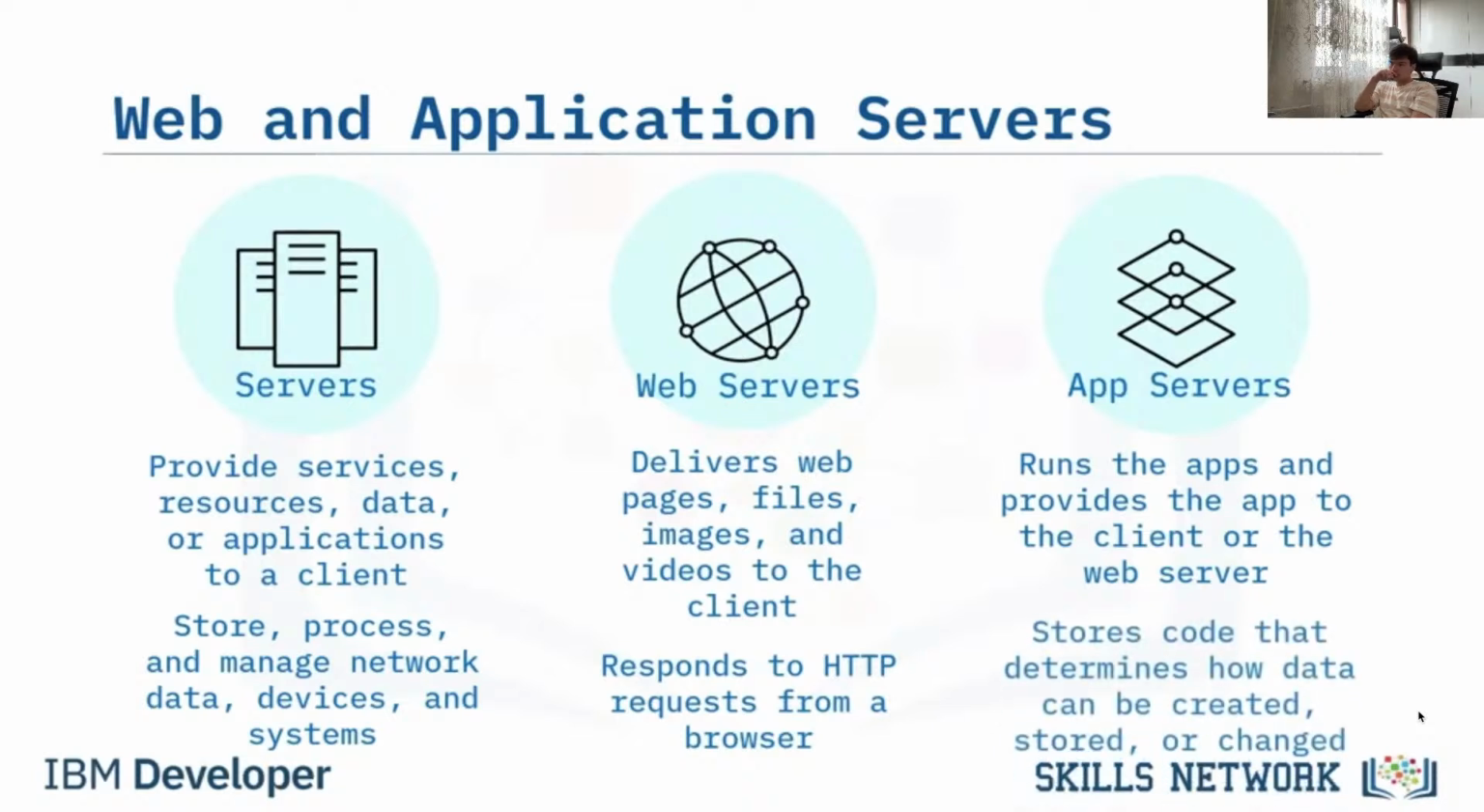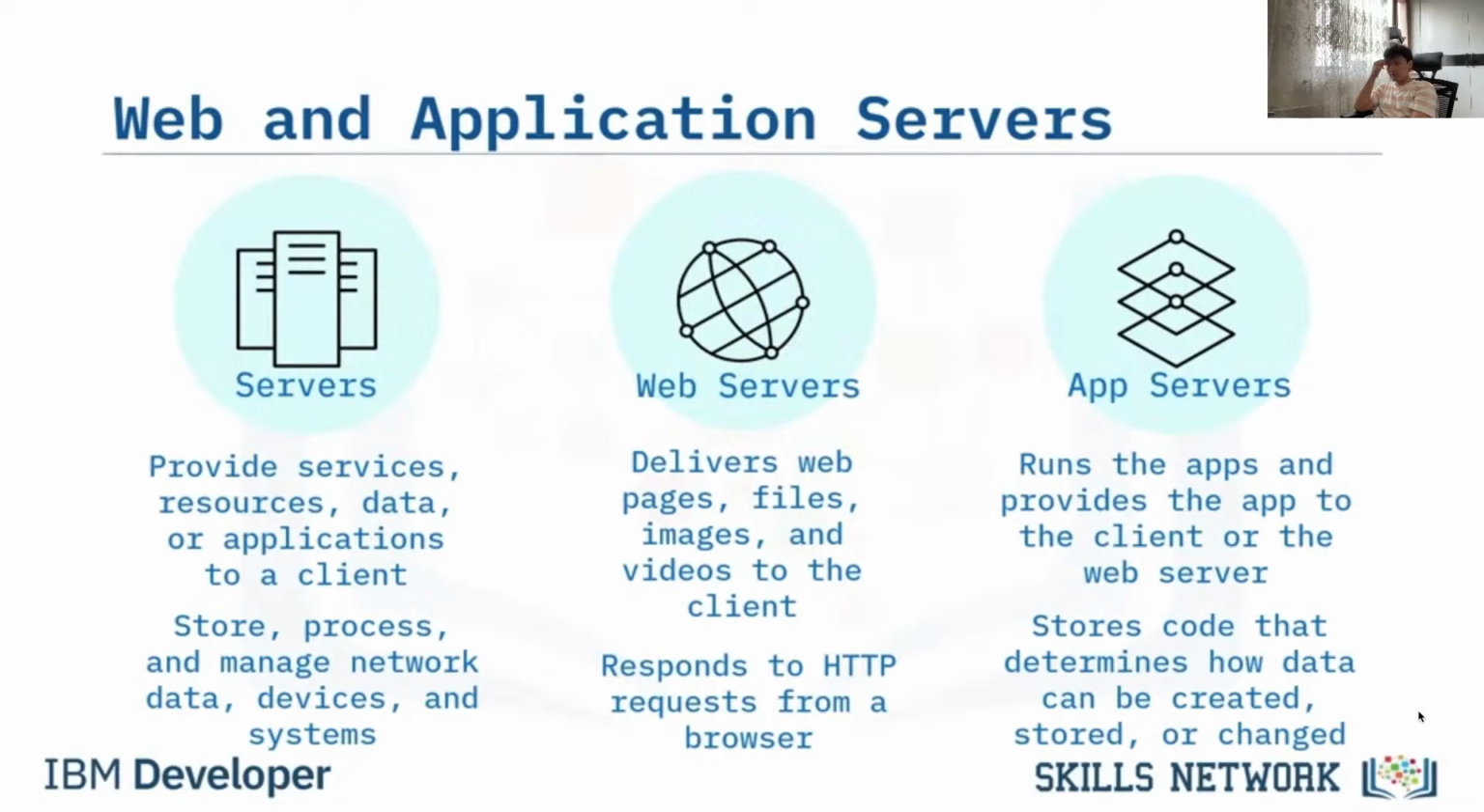The application code represents the business logic that determines how data can be created, stored, and changed, and that logic dictates things like transaction results and what data is written to and retrieved from a database.